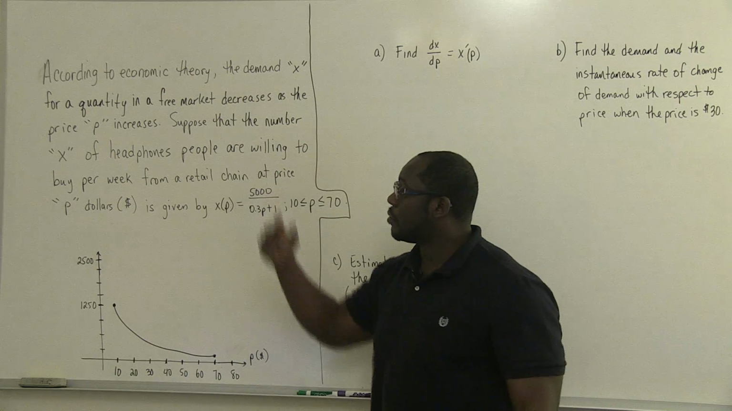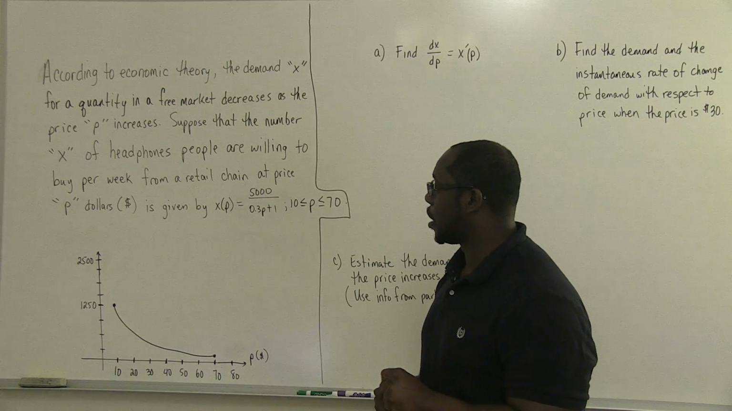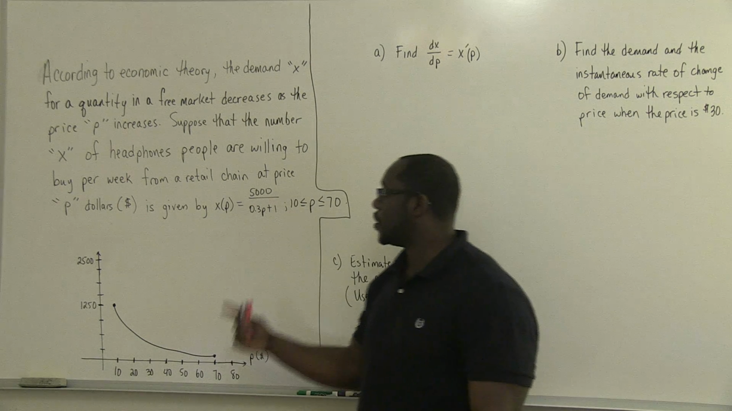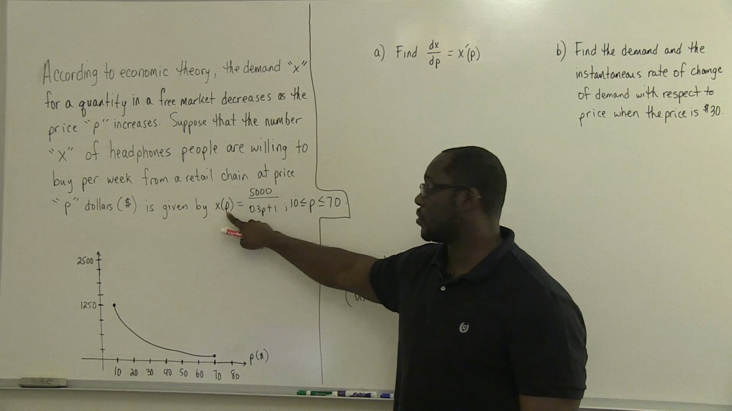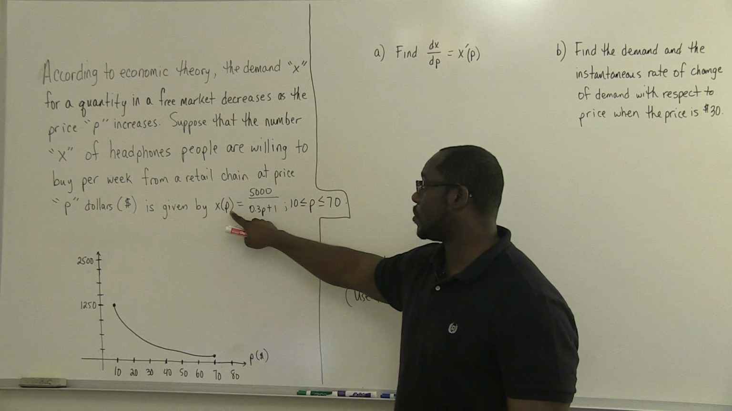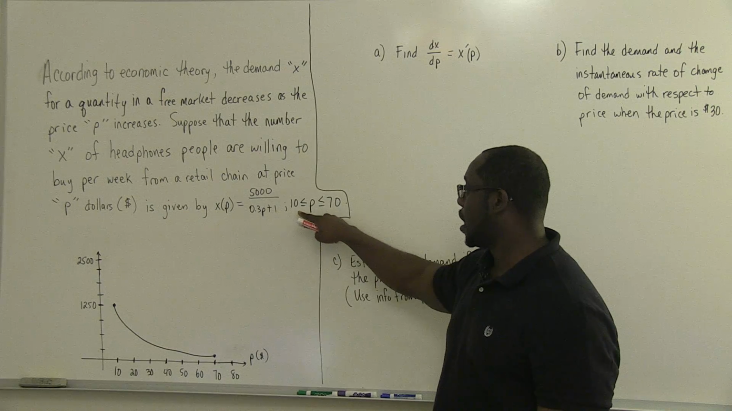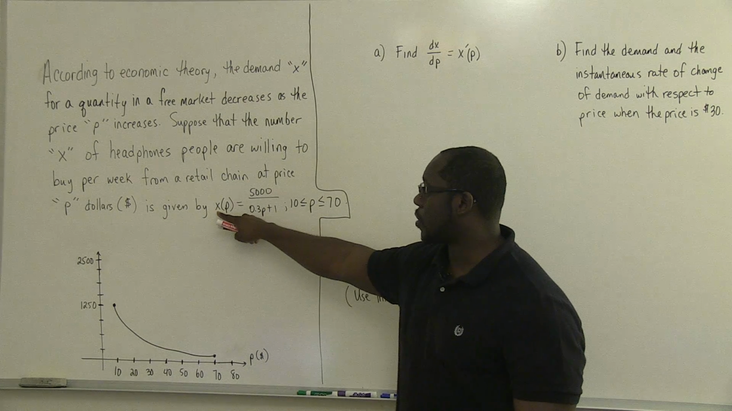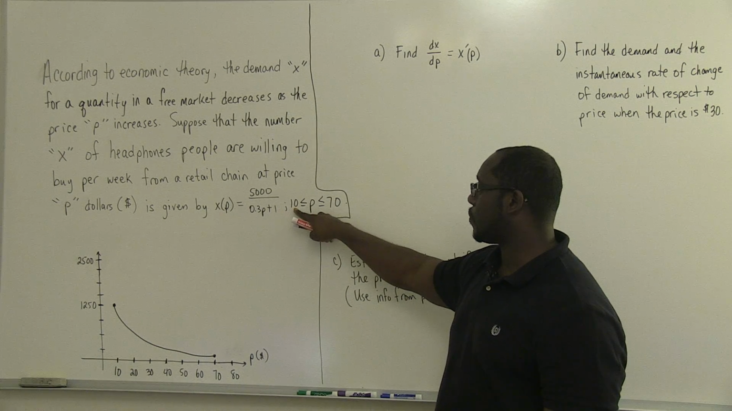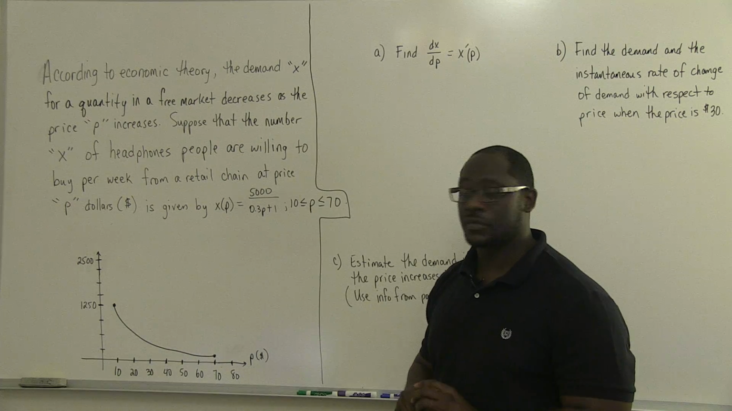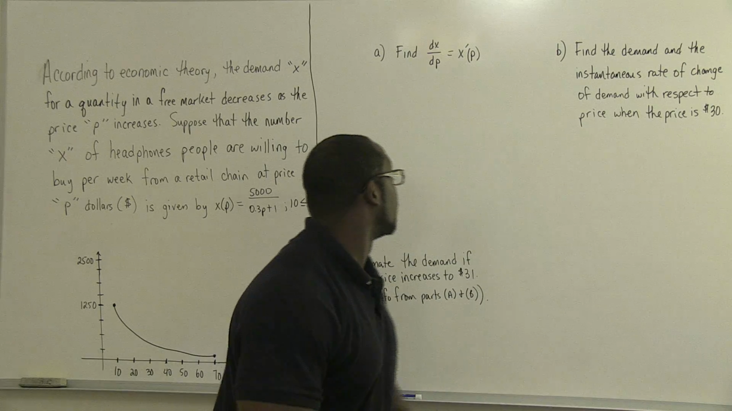So we suppose that the number of headphones that people are willing to buy per week from a retail chain at a price of p dollars will be given by this particular function. So we're saying demand is a function of price. And here's our function, a nice rational function. This particular model for demand based upon price is good from $10 to $70. And here's what the curve looks like.